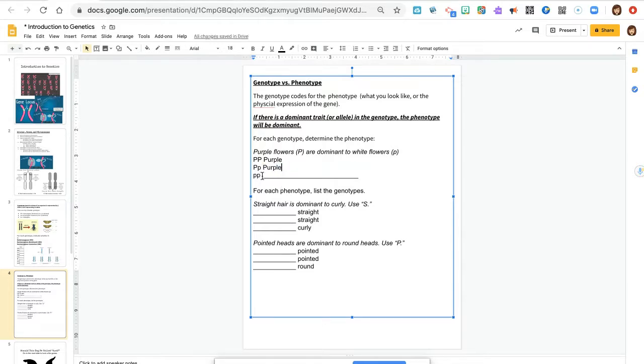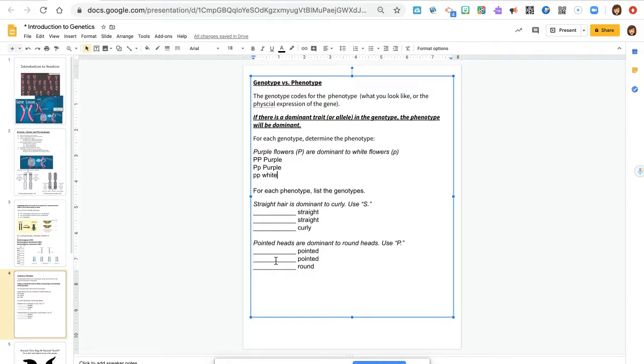And the only way to show a recessive trait is to be homozygous recessive. So this will be my only white flower. These are more rare in a population because they have a 1 out of 3 chance, but these have a 2 out of 3 chance to show the dominant trait.